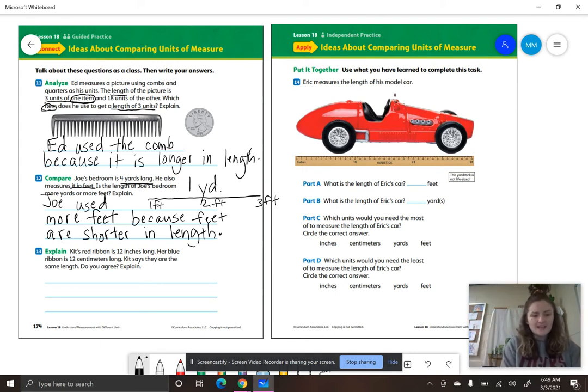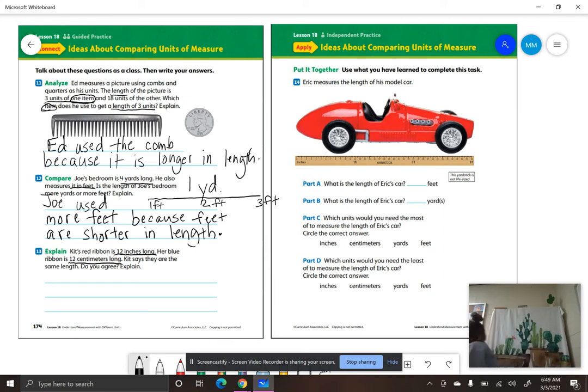Kit's red ribbon is 12 inches long. Her blue ribbon is 12 centimeters long. Kit says they are the same length. Do you agree? Explain. All right. So Kit is saying that her red ribbon is 12 inches long and her blue ribbon is 12 centimeters long. Let me get a tool to check her thinking.